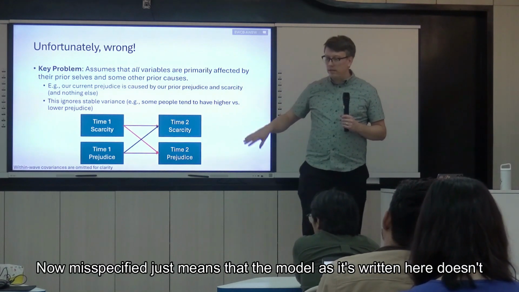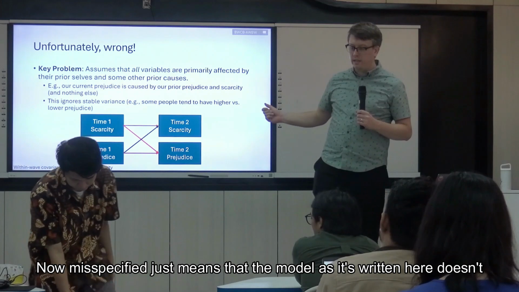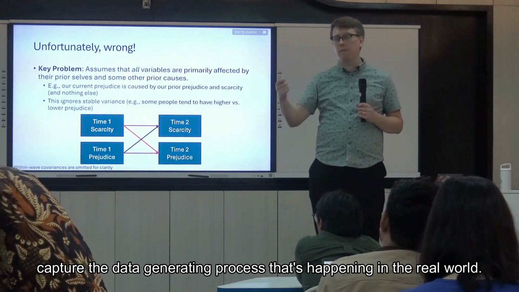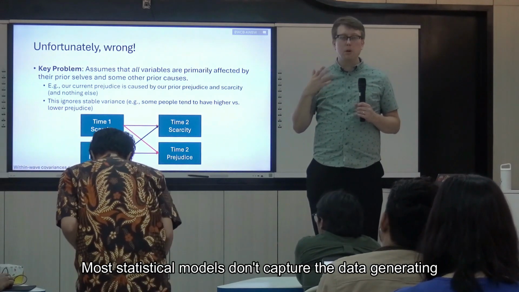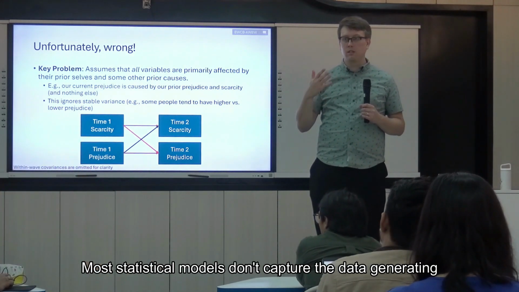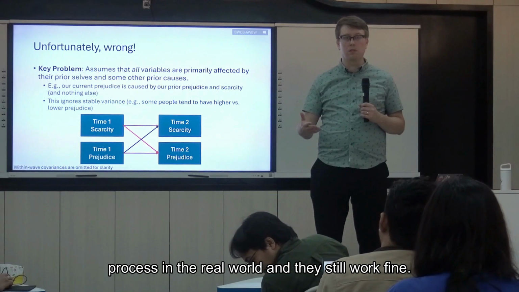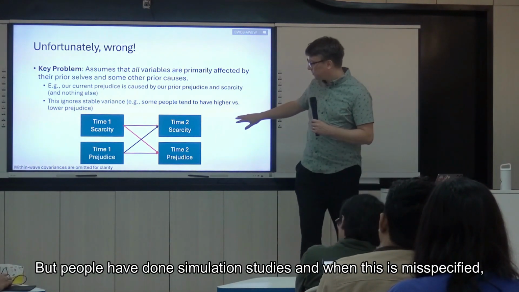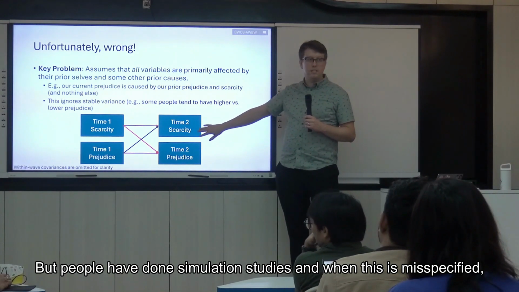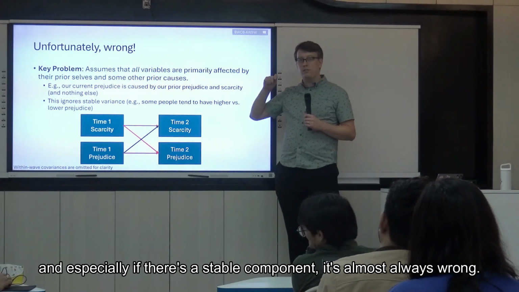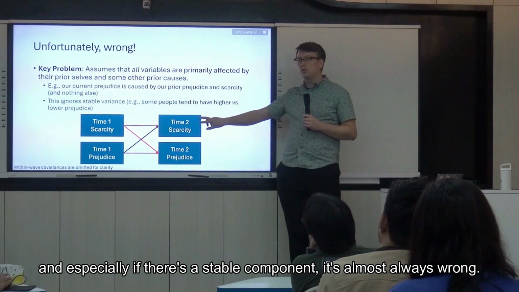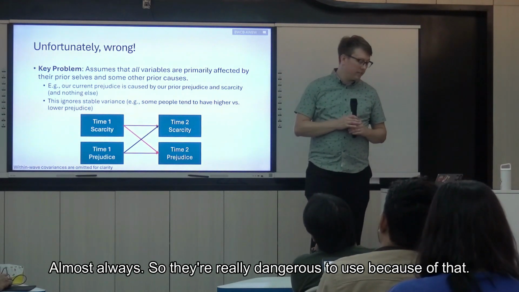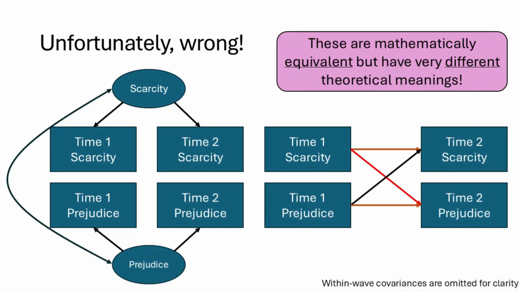Now, misspecified just means that the model as it's written here doesn't capture the data generating process that's happening in the real world. Most statistical models don't capture the data generating process in the real world, and they still work fine. But people have done simulation studies, and when this is misspecified, and especially if there's a stable component, it's almost always wrong. Almost always. So they're really dangerous to use because of that.